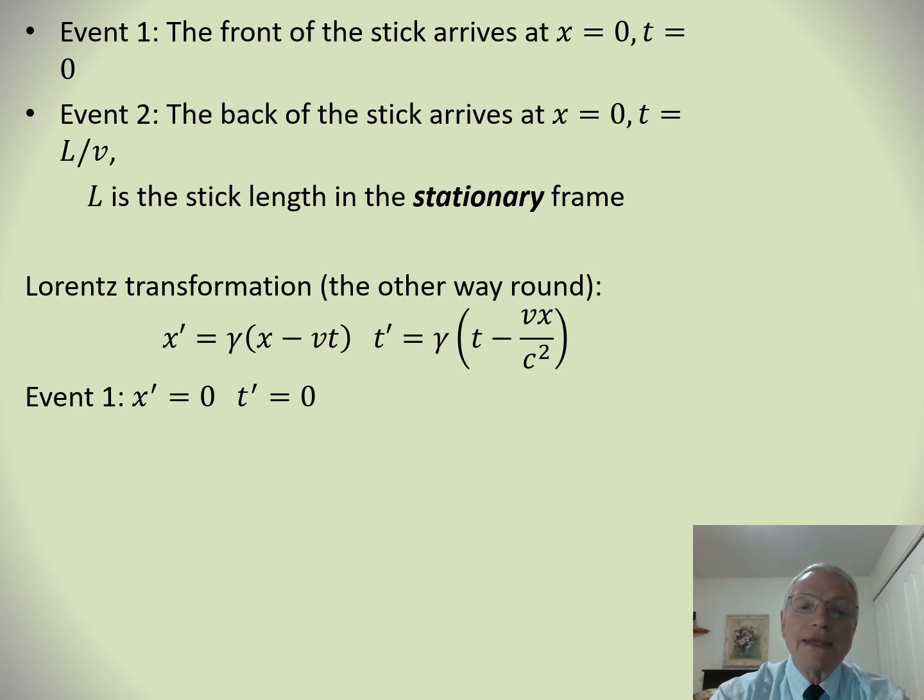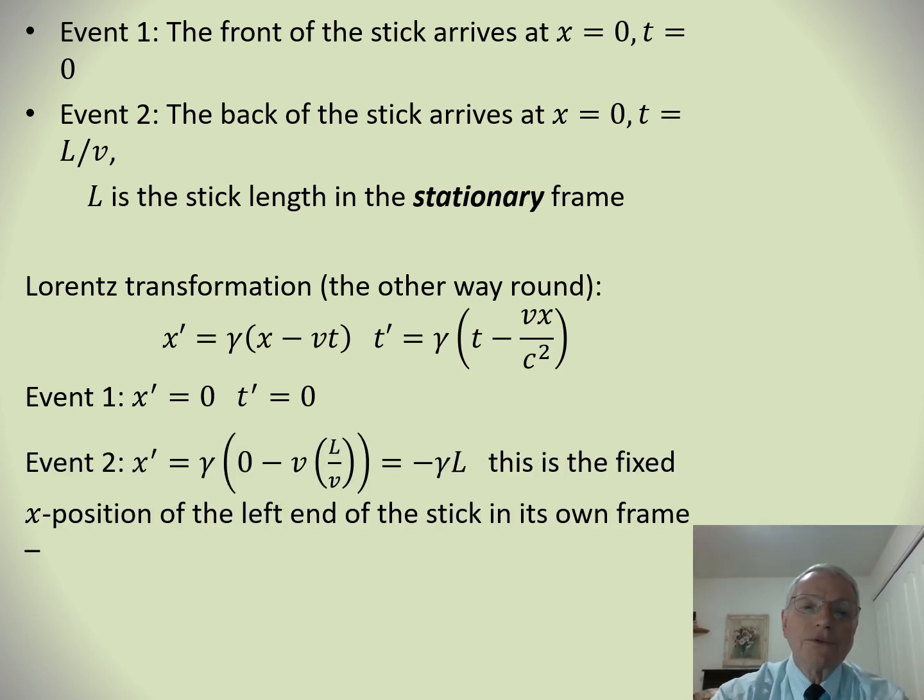That's the right end of the stick in the stationary frame, sitting at the origin in the stationary frame of coordinates. Event 2, let's just look at the x prime. We're focusing on position here and not time. The x prime of the second event is gamma, and then 0 because the x is 0 in the stationary frame, and v L over v, well, the v's cancel, and you just get minus gamma L. Well, this is the fixed x position of the left end of the stick. The stick is apparently gamma L long.